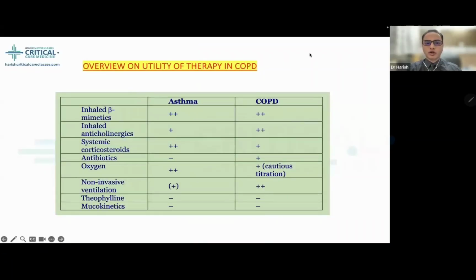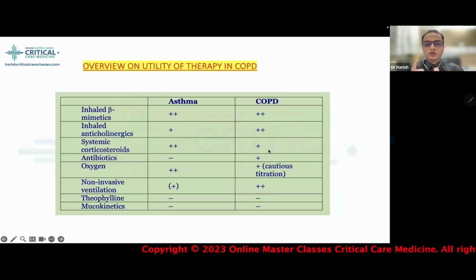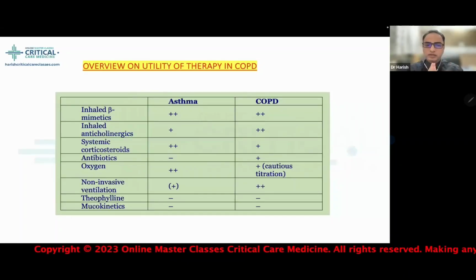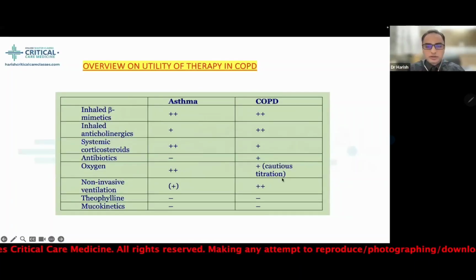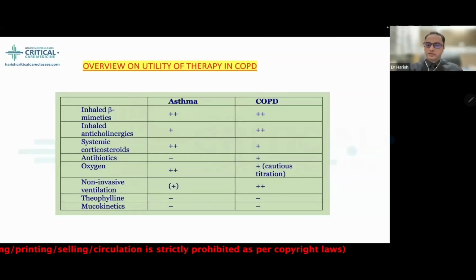Okay, so what are the overall therapeutic options we have? This is the comparative table. Based on their weightage in COPD, we have inhaled beta agonist, good weightage, inhaled anticholinergic, good weightage. Systemic steroid may not be as good as compared to asthma, but required in severe cases. Antibiotic, if it is infective exacerbation, definitely yes. Oxygen, we need to cautiously titrate. Non-invasive ventilation, very good evidence for COPD. Mucolytics and phosphodiesterase inhibitors like theophylline don't have very good evidence in COPD because of lots of adverse effects involved.